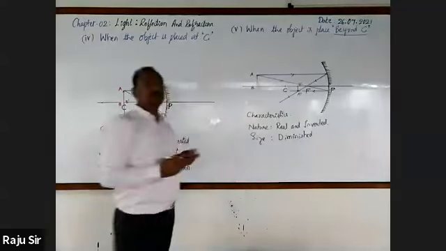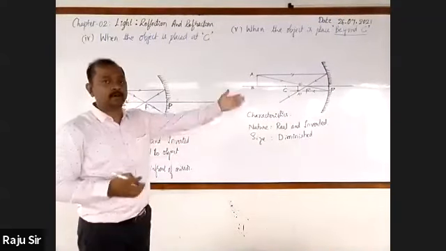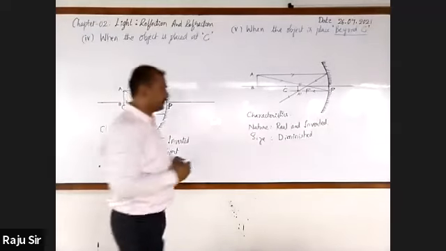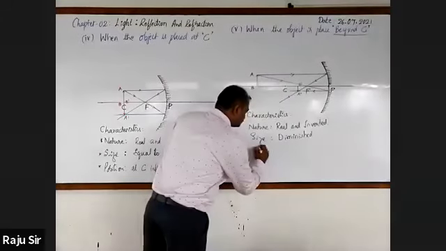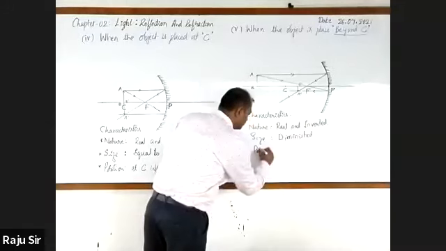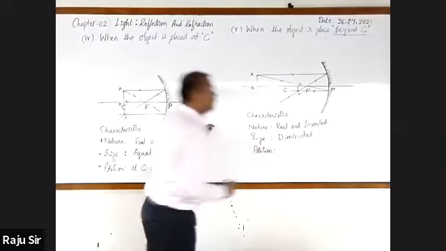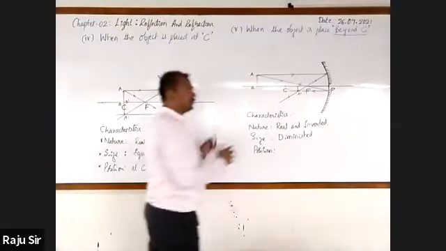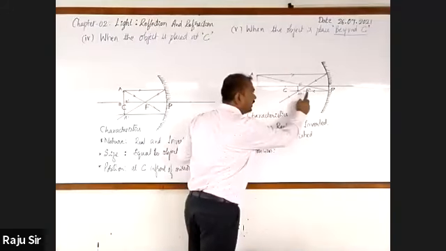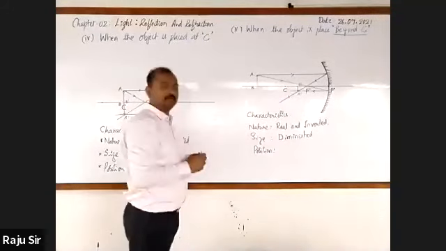D-I-M-I-N-I-S-H-E-D. Size is diminished. That is smaller than the object. Then position: between C and F. Between C and F in front of the mirror. Very good. Between C and F in front of the mirror.